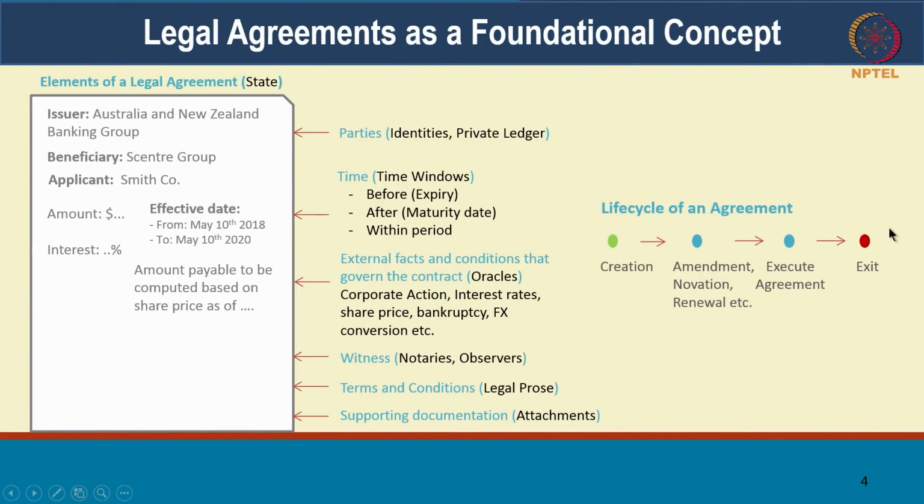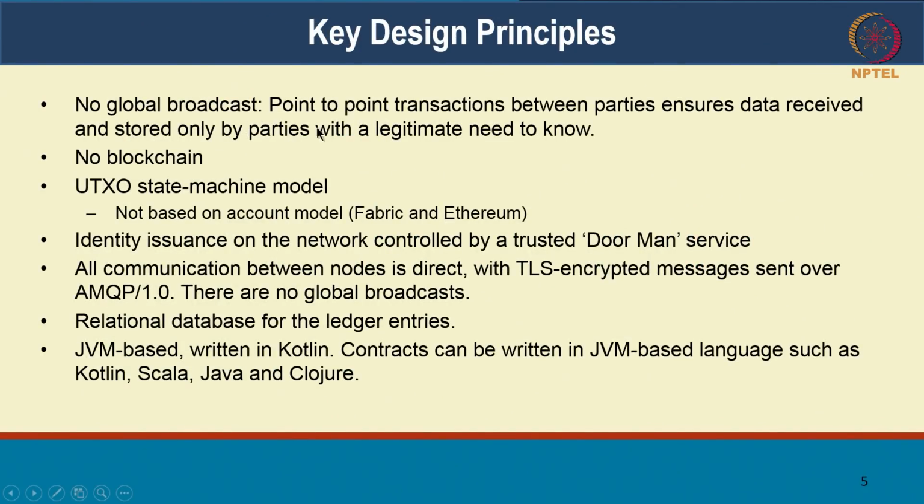And you can actually track the life cycle of the agreement itself, from creation to amendment to actual execution of the agreement to an exit, where the agreement is no longer valid. All of this is then captured as a legal agreement and goes together with a smart contract. So what are some of the key design principles of Corda itself?